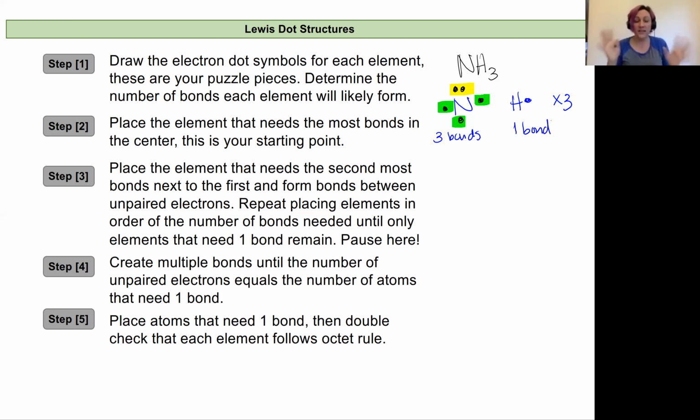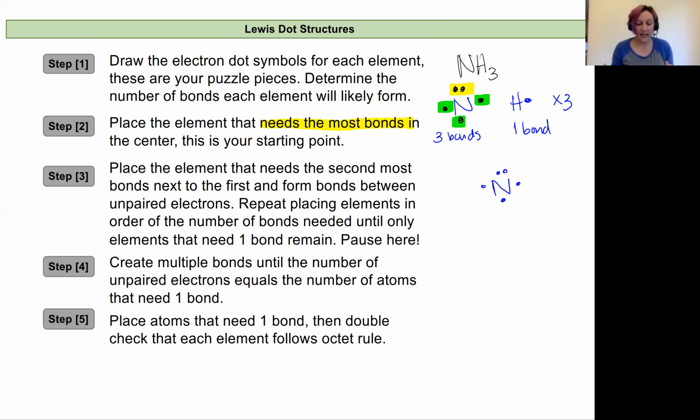All right, once I've identified that, I'm going to place the element that needs the most bonds in the center. That's my starting point. So my starting point here is going to be the nitrogen. I'm going to redraw this element symbol here in the middle. And you can abbreviate this process a bit when you're doing it yourself. I just want to be as detailed as possible when I'm introducing it. All right, so that's my starting point.